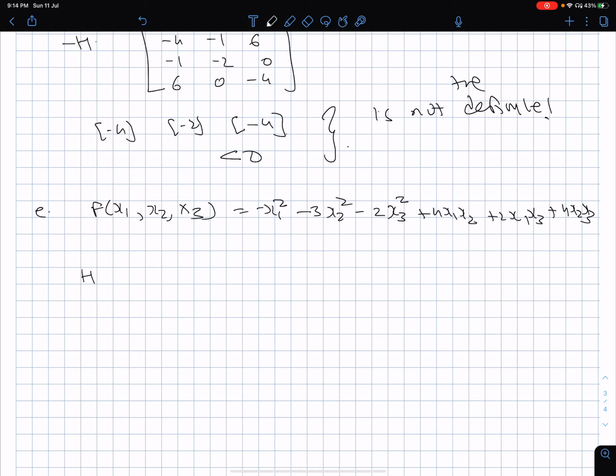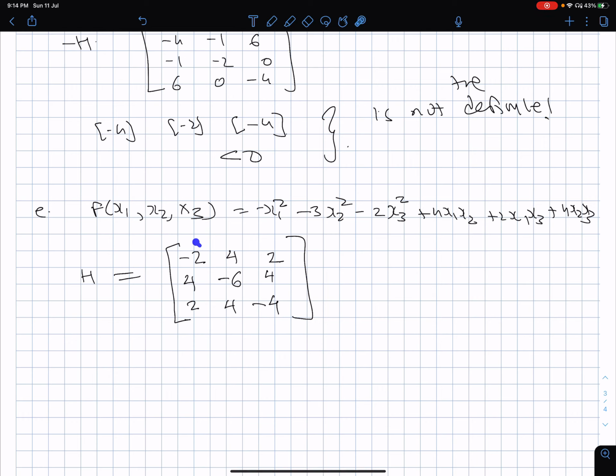So now let's write the Hessian again by inspection. So the diagonal terms are minus 2, minus 6 and minus of 4. Okay, and off diagonal terms are going to be, with respect to x1 x2, 4, with respect to x1 x3 will be 2. So therefore 4 and 2 because the matrix is symmetric, and with respect to x2 x3 it is going to be again 4. So therefore the 2 comma 3 entry is also going to be a 4.